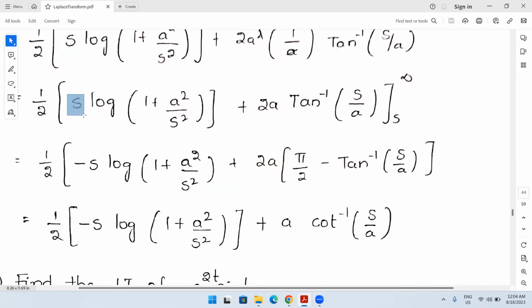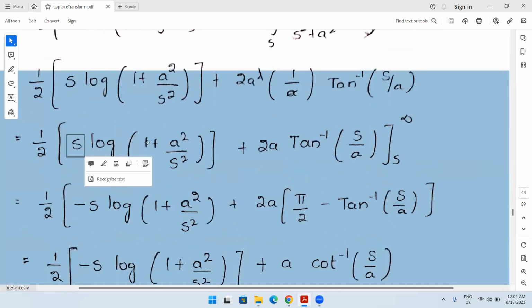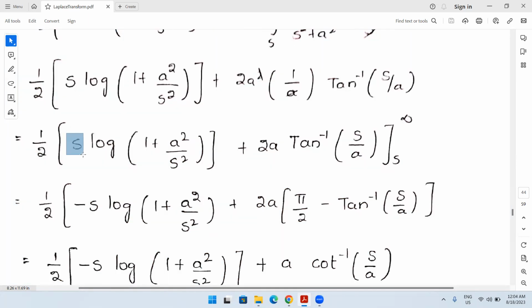If we substitute infinity in the place of s, no problem will come, because infinity into 1 plus a square by infinity. That is 1 by infinity, 0. We get log 1. What is log 1? 0. 0 into infinity, what is 0 into infinity? 0. Here the term is 0, minus upper limit minus lower limit. What's the lower limit? S, that is s as it is.